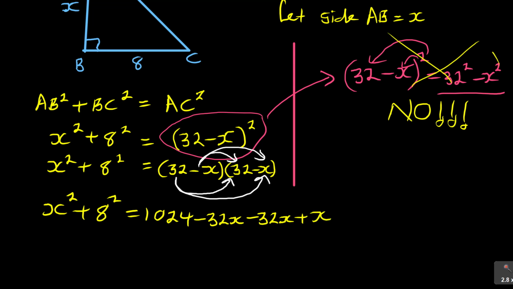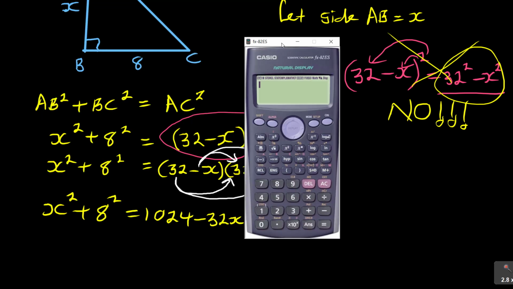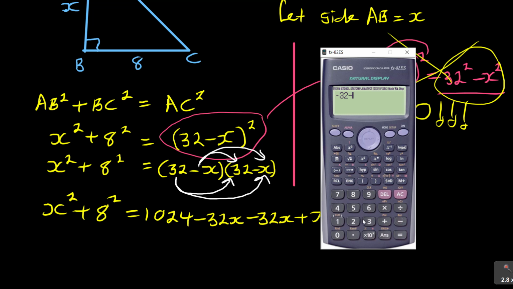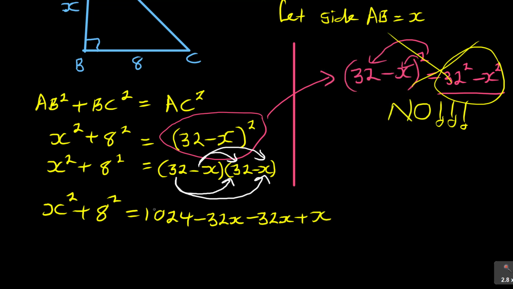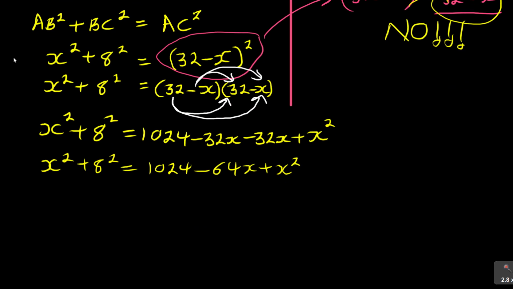So you see, with the other version, you're going to miss out that: minus 32x minus 32x. And what is minus 32 minus 32? It's not 0. It's minus 64, you see? You're going to lose out that. So what we have is x squared plus 8 squared is equal to 1024 minus 64x, plus x squared, because it's x times x. That's how some of these errors begin to affect. Now look at this. I can now take everything to one side.